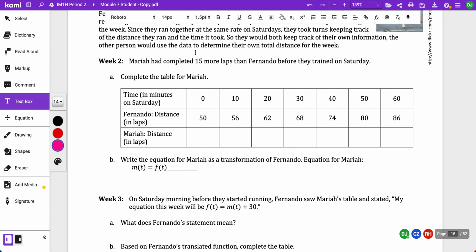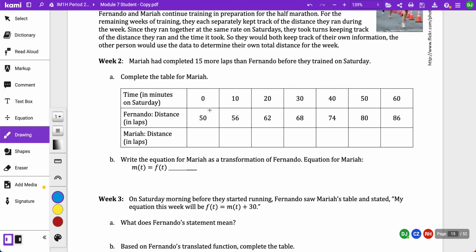So it says Mariah completed 15 more laps than Fernando. But remember, on Saturday, they run the same amount. So before Saturday, before they start running, Mariah ran 15 more laps than Fernando, which means this would be 65. And then together, they run the same amount of laps. So Fernando, from 0 to 10 minutes, ran 6 laps, which means since they're running together, Mariah also completed 6 laps to get to 71.